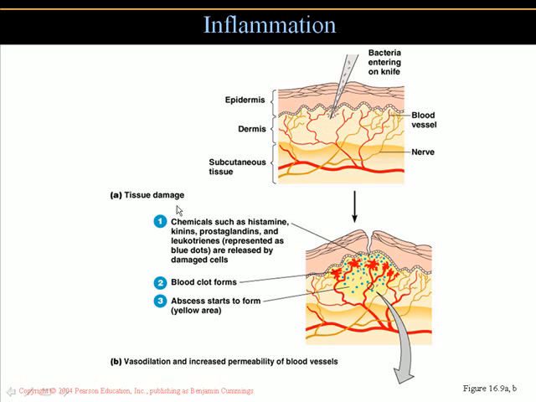In the tissue response to tissue damage, chemicals such as histamines, kinins, prostaglandins, and leukotrienes, represented by the blue dots we see here in the picture, are released by the damaged cells. We see blood clots will form to stop any bleeding that occurs in this incident. Then an abscess starts to form under the skin.